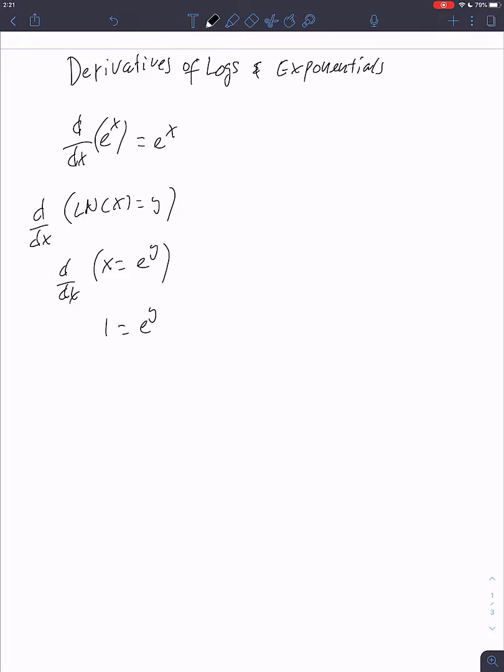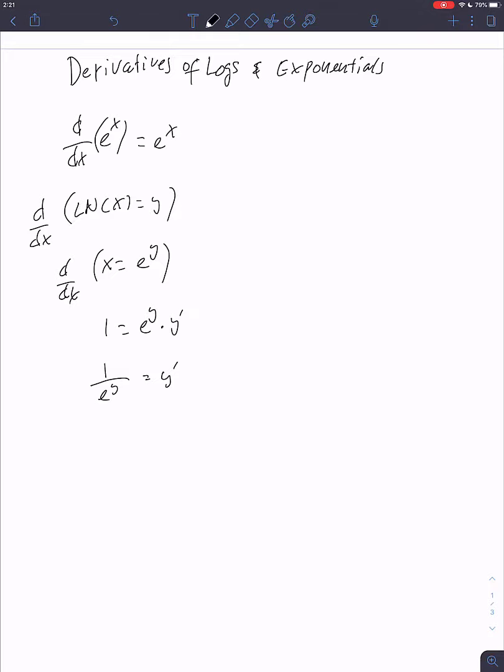Take the derivative now with respect to x. The left side becomes 1. The right side is going to be the derivative of e to the y, which is itself, times the derivative of y, which you can call y prime or dy dx, they're both equivalent. So I'll just write y prime. Great, we want to now solve for y prime. So y prime is equal to 1 over e to the y.